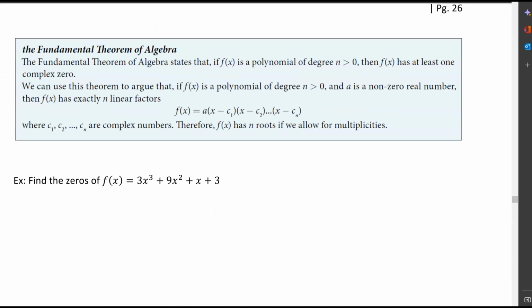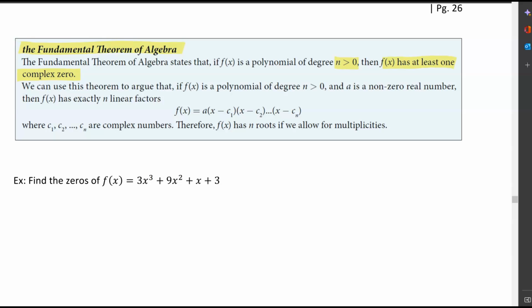Let's look at the fundamental theorem of algebra. This is another theorem that is going to come up a lot in calculus, so this is just our first exposure to it. The fundamental theorem of algebra states that if f of x is a polynomial of degree n greater than 0, f of x has at least one complex 0.